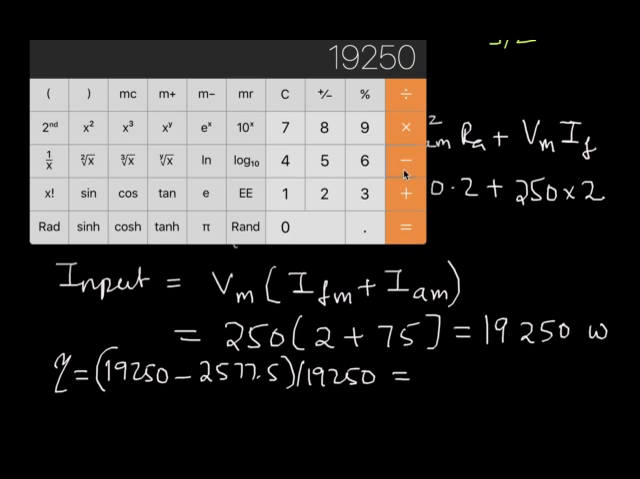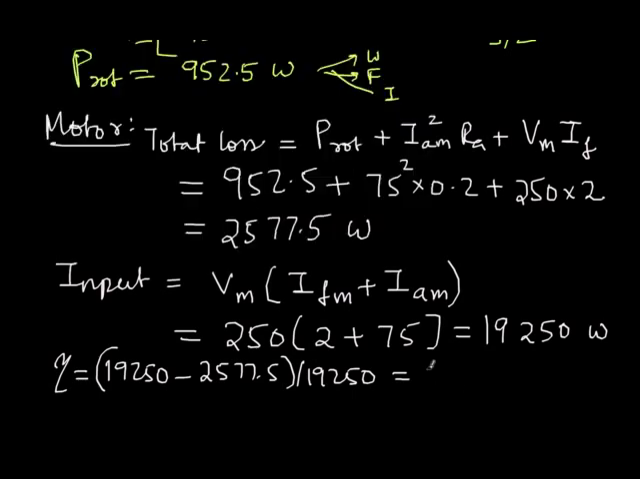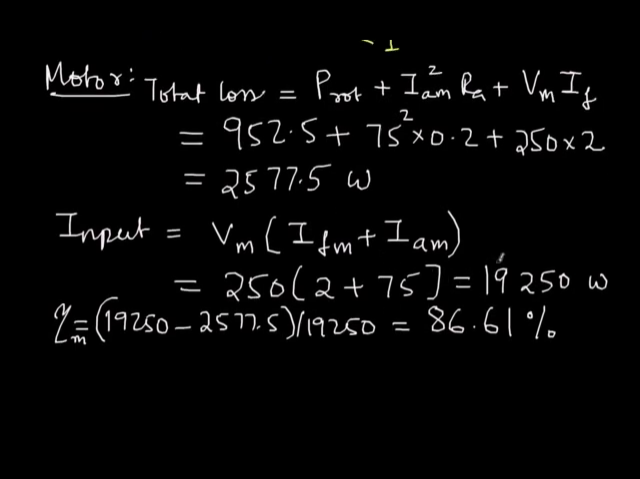So from 19250 I subtract 2577.5 and then I divide that by 19250. So I'm getting 86.61 as the efficiency of the motor. So this is one part of the question. Now let's continue and take up the generator.